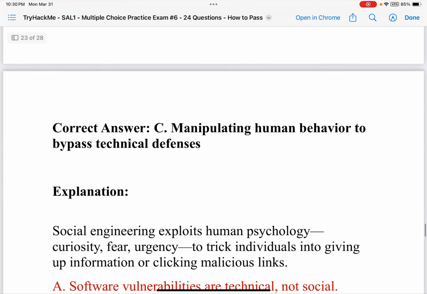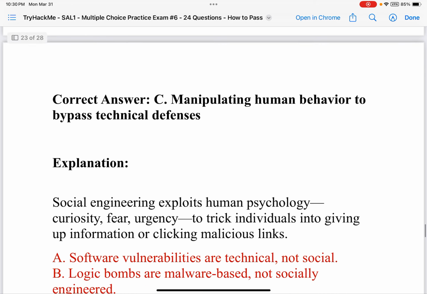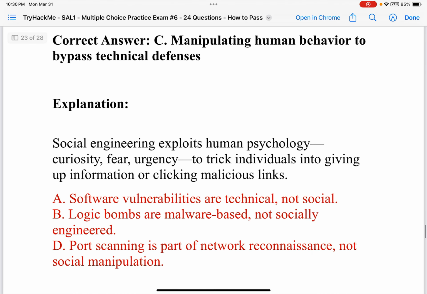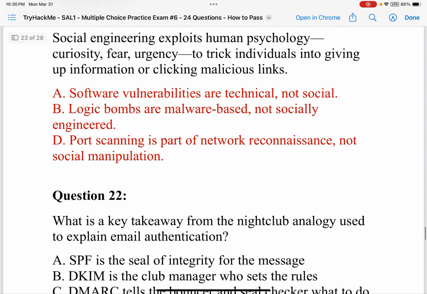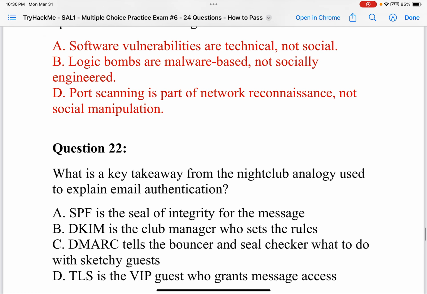Explanation. Social engineering exploits human psychology, curiosity, fear, urgency to trick individuals into giving up information or clicking malicious links. Okay, there's the red text. You know what to do. Pause the video and read over why they're incorrect. Question number 22. Let's keep on going.